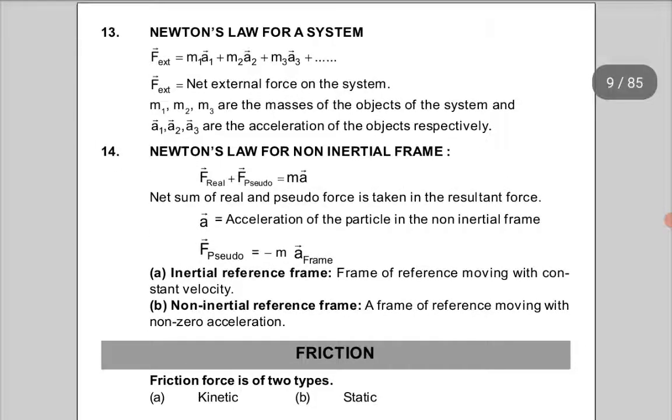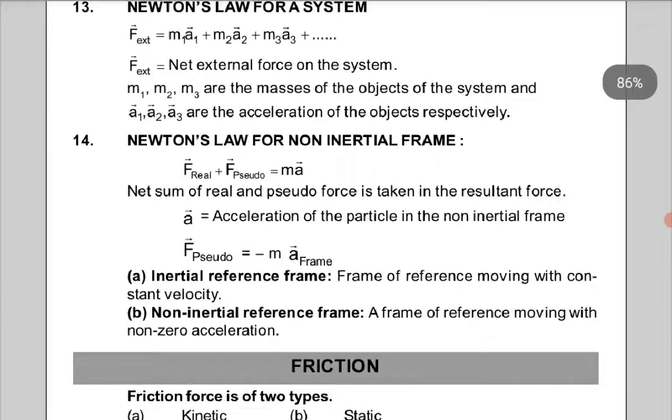Then Newton's law for a system. F external equals m1a1 plus m2a2 plus m3a3. F external is the net external force on the system. m1, m2, m3 are the masses of the objects of the system, and a1, a2, a3 are the accelerations of the objects respectively.